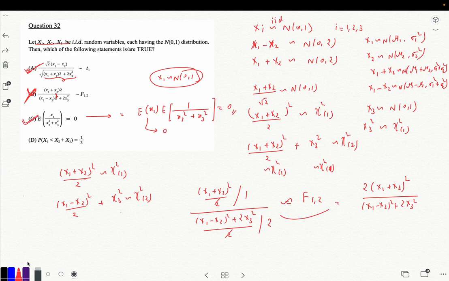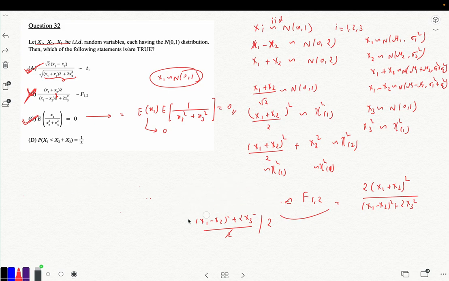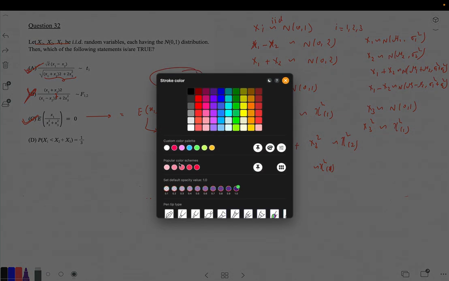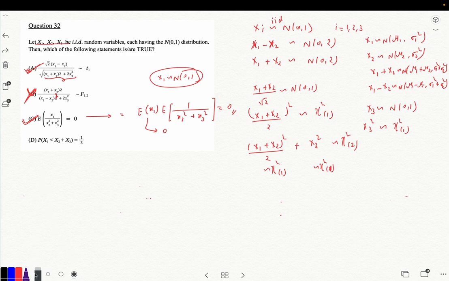Now we have to check for the option number D. It is saying that the probability x1 less than x2 plus x3 is equal to 1 by 3. Now this probability can be written as x1 minus x2 minus x3 is less than 0. Now we can compute it. Let's try to compute it.